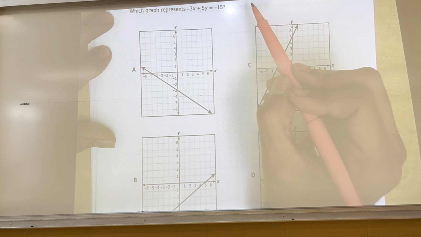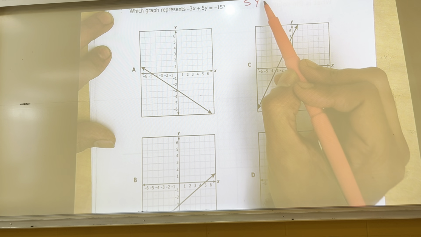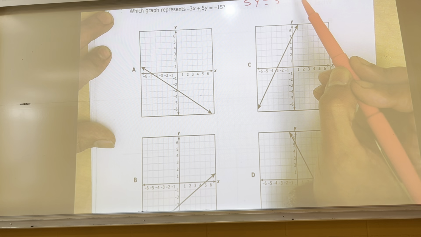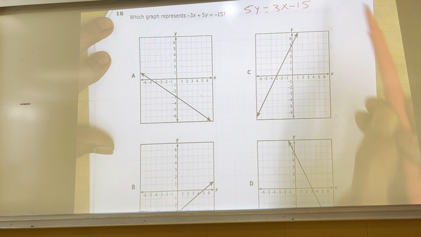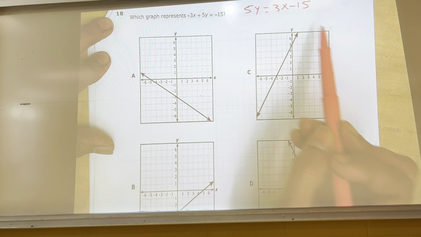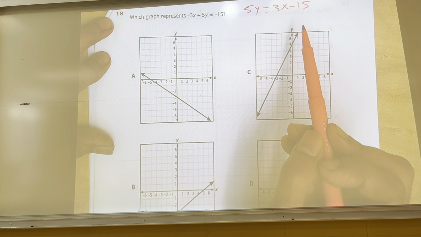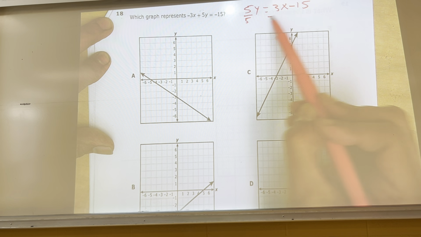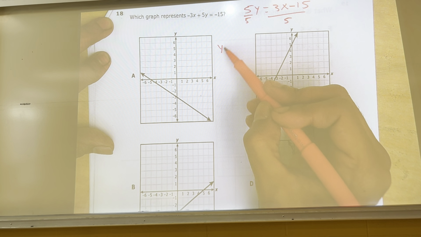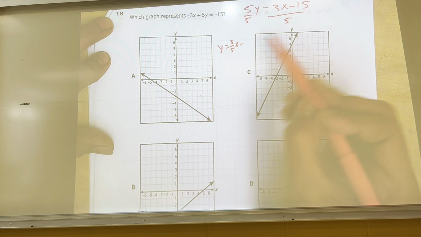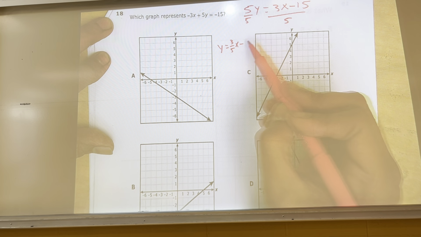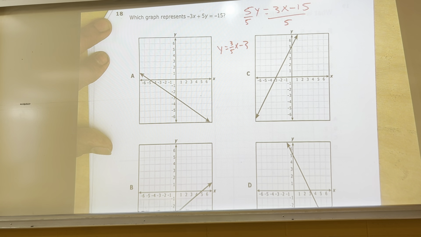One method is putting it in slope-intercept form, which is 5y equals positive 3x minus 15. You understand what I did? I moved this over. Turn positive 3x. You okay with that? Now dividing by 5. Y is equal to 3 over 5x minus what? 3. Okay? So this is what your graph should look like.